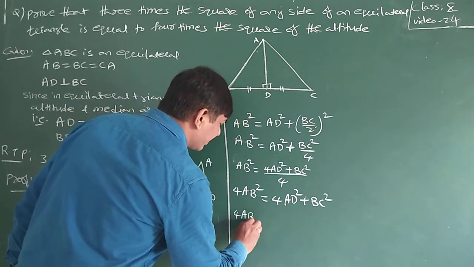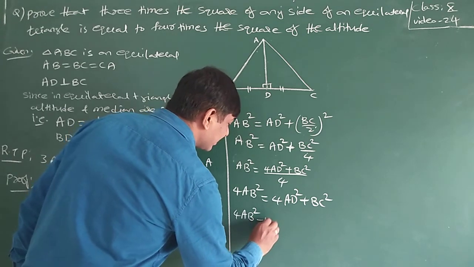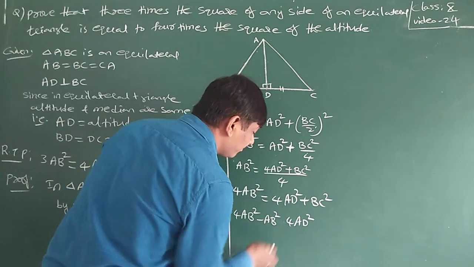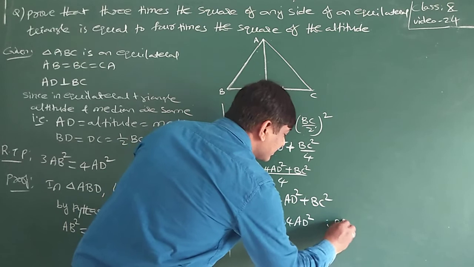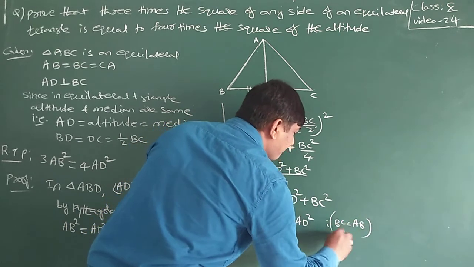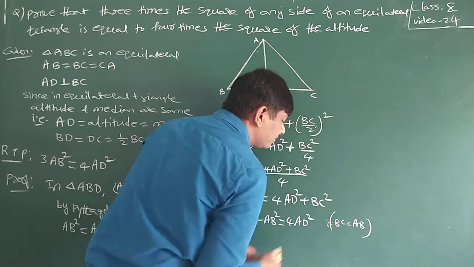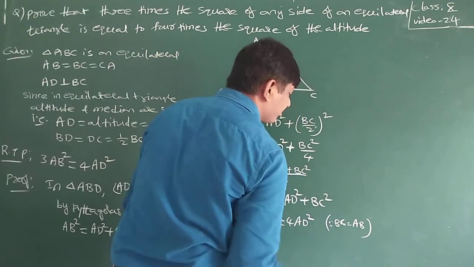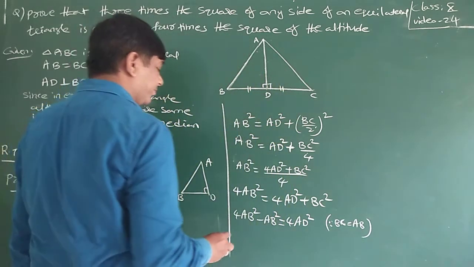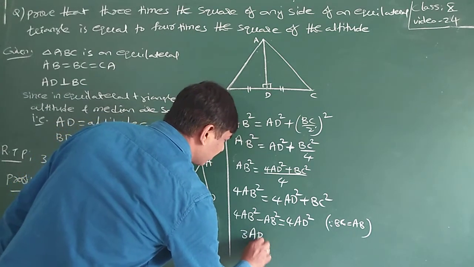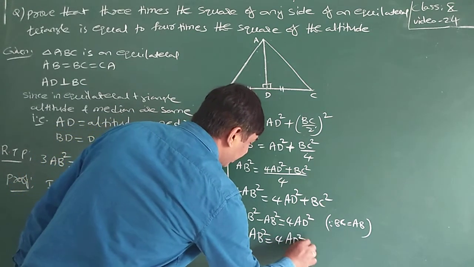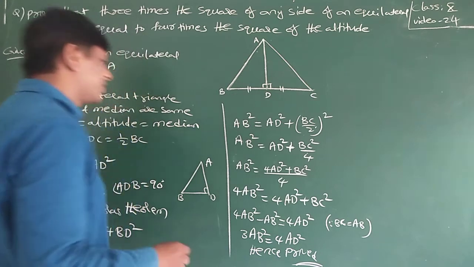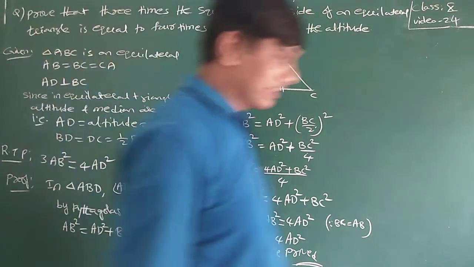So 4AB square minus AB square is equal to 4AD square, since BC is equal to AB. So 3AB square is equal to 4AD square. Hence proved. Please write this down. Hope you understand. Once more I will explain this one.